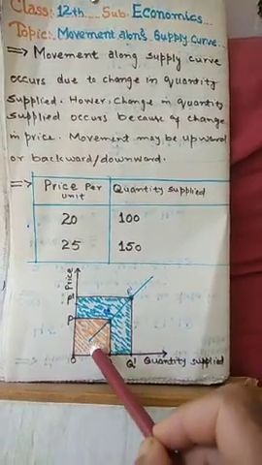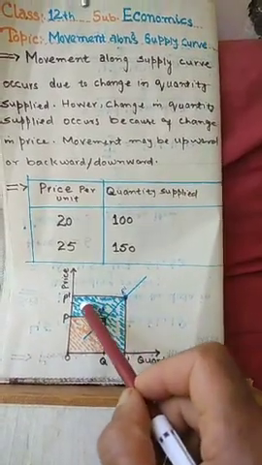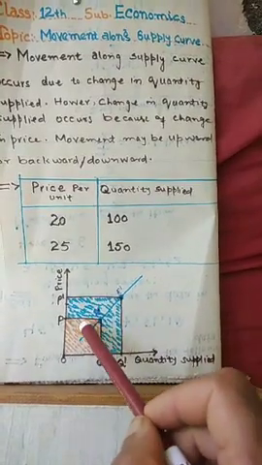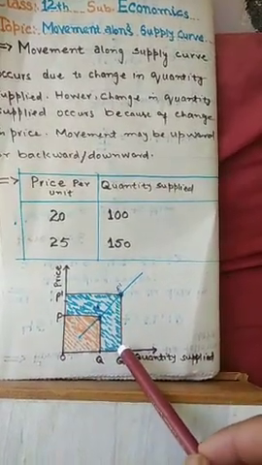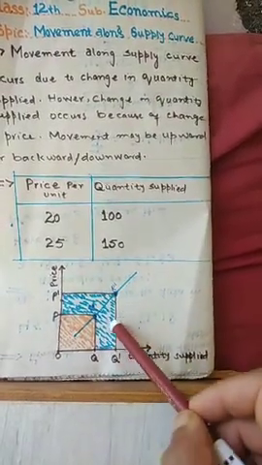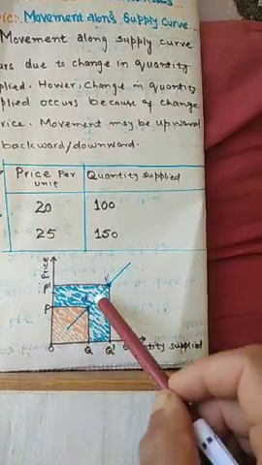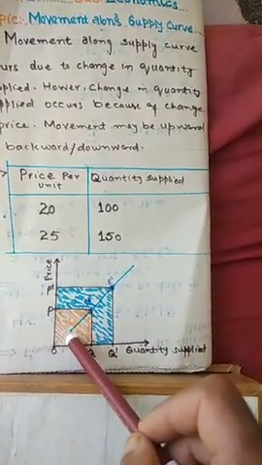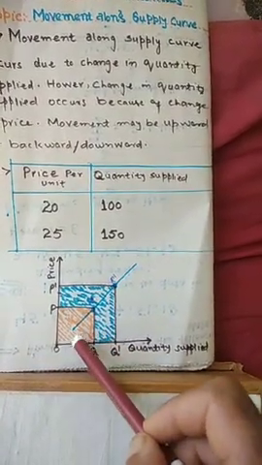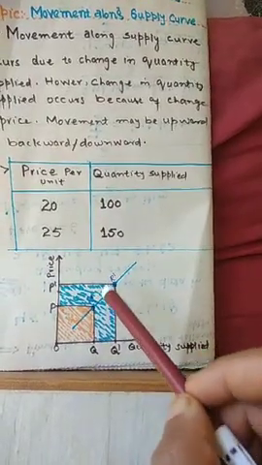So you can understand here that this box is bigger than this box. This is the initial supply, then it is the supply when price changes, that is when price rises. So you can also get it from here that this box is bigger than this box. So we can say that quantity supplied at OP1 price is greater as compared to OP.